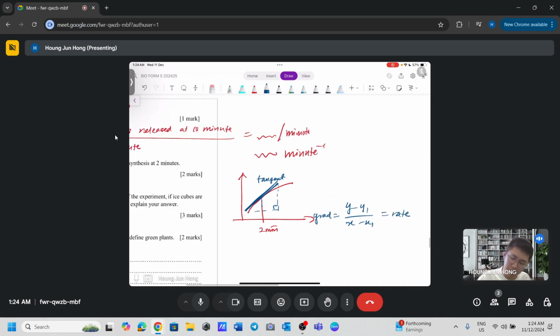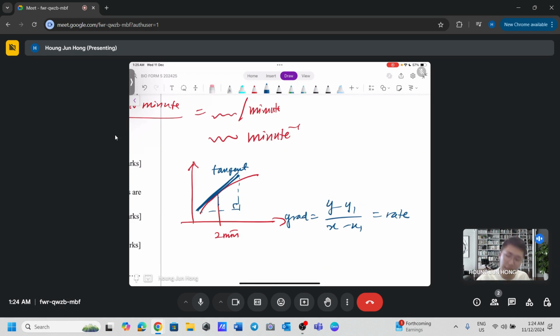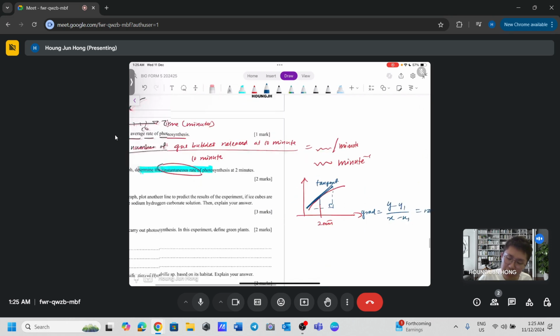That's it. Again, I don't need to pause too much over here. But if you have any question, always PM me, no worries. So that's for this graph. Essentially, draw a tangent line and find the gradient. That is the instantaneous rate.